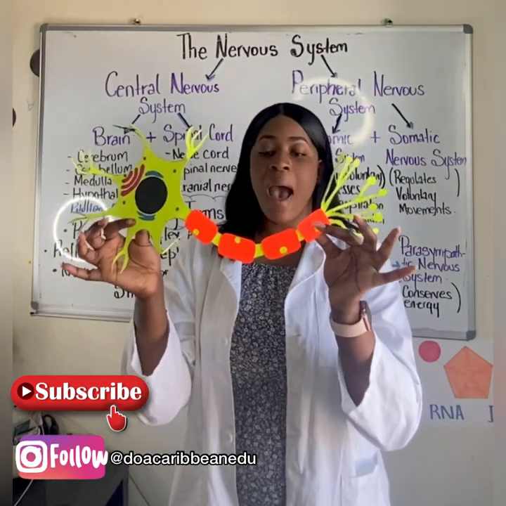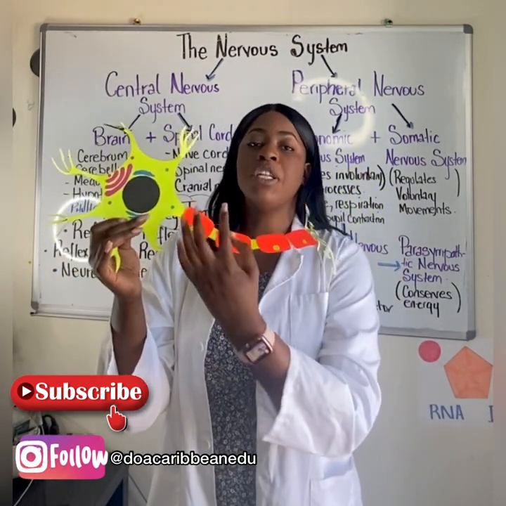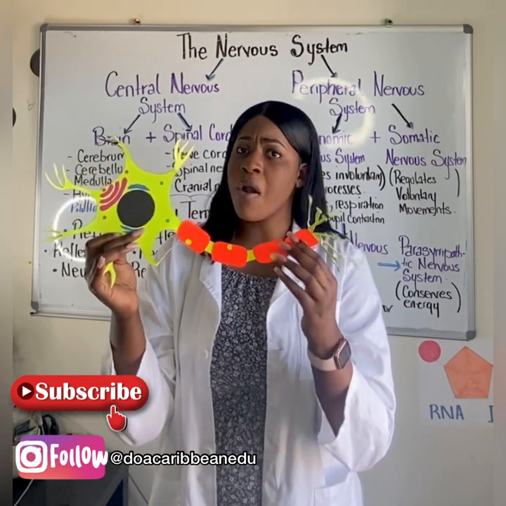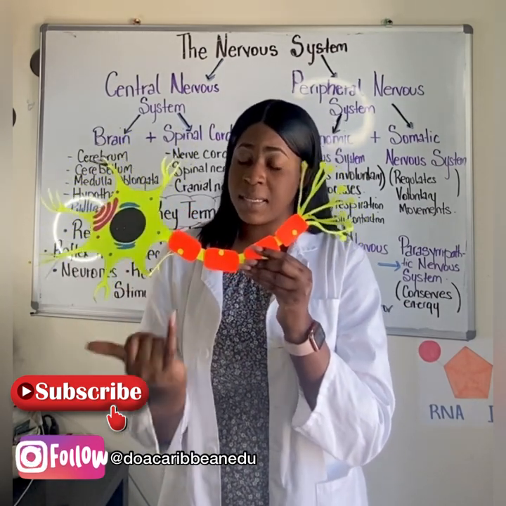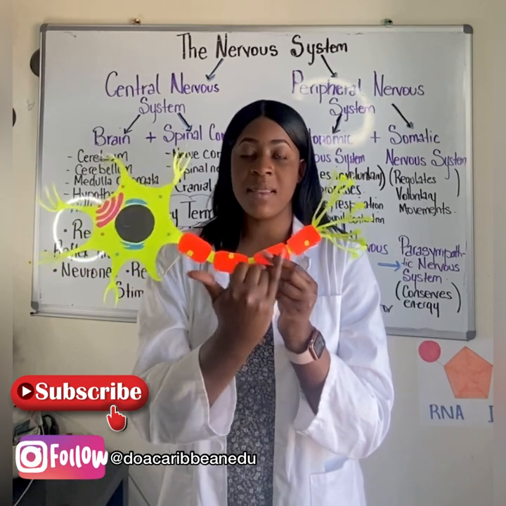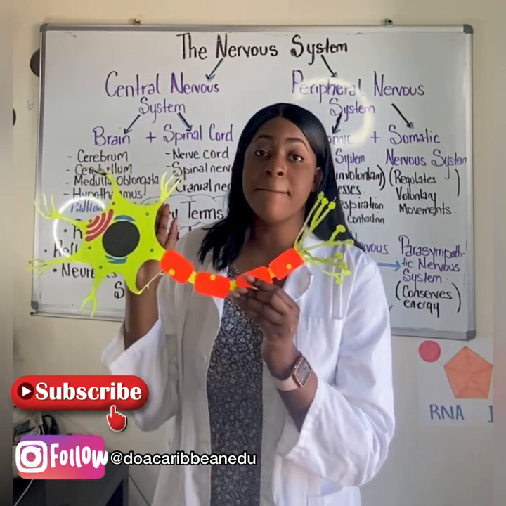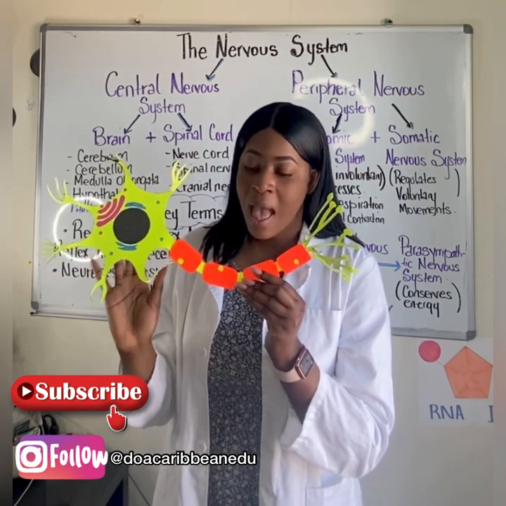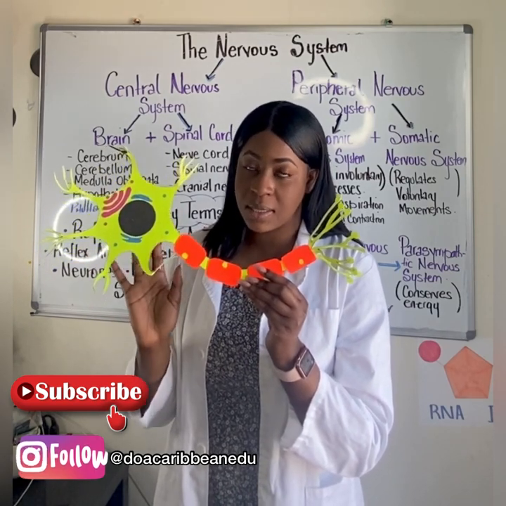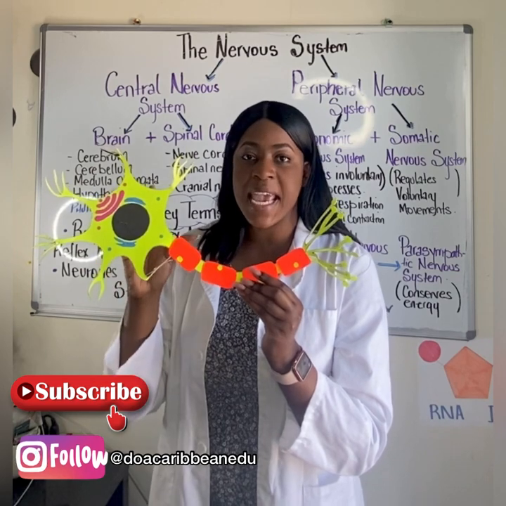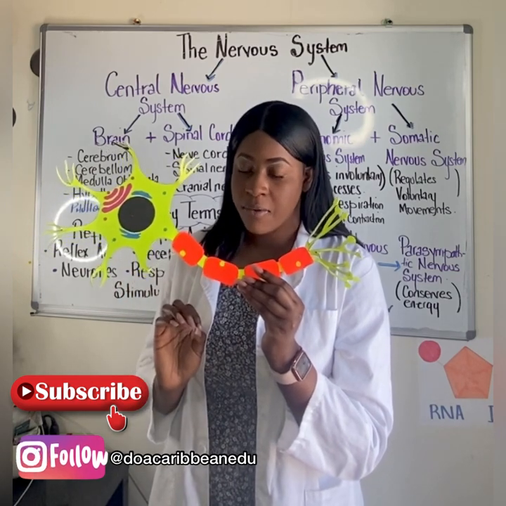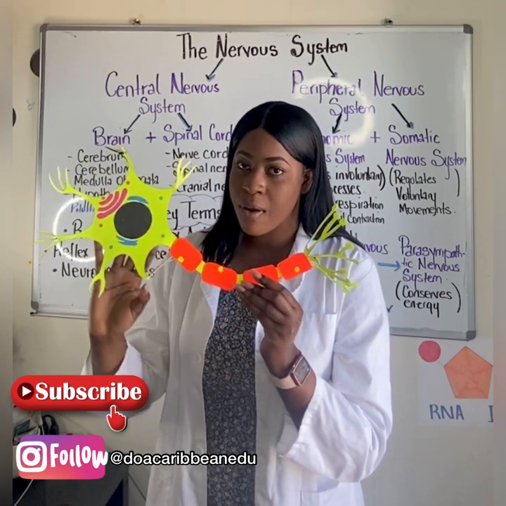Now, on the axon, you are seeing some orange structures. And these orange structures are not connected, as you can see. There are some gaps between them. These orange structures are represented to be the myelin sheaths. And the myelin sheaths, what they do is they insulate the axon, right? They are a thick layer of fat.